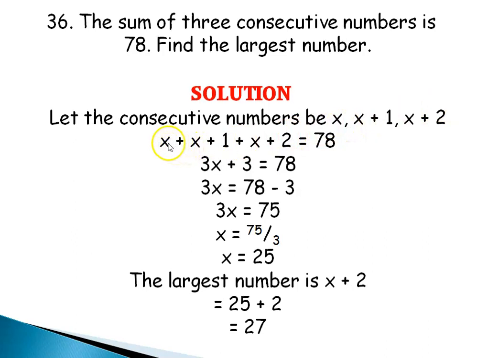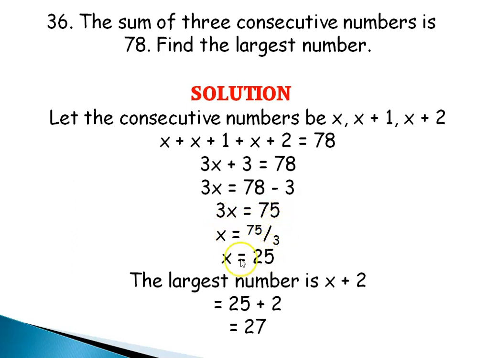Now let's add x plus x plus x. That is 3x. 1 plus 2, that's 3. So 3x plus 3 is equal to 78. Now I'm going to bring my 3 to this side. It becomes negative 3. 3x is equal to 78 minus 3. 78 minus 3 is 75. Okay, so I can divide both sides by 3. 3x divided by 3 is x. 75 divided by 3 is 25.